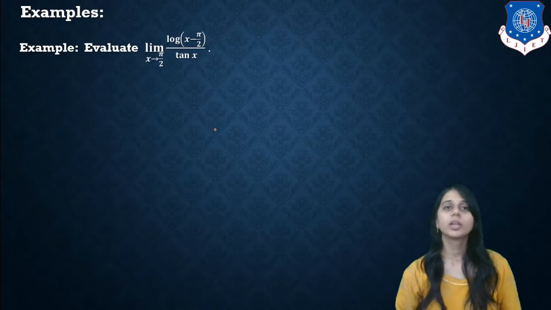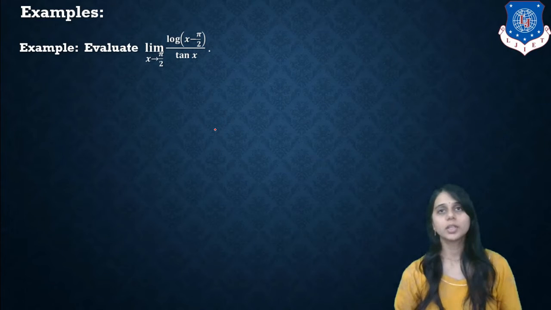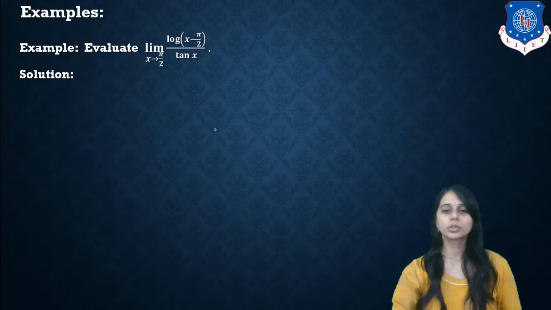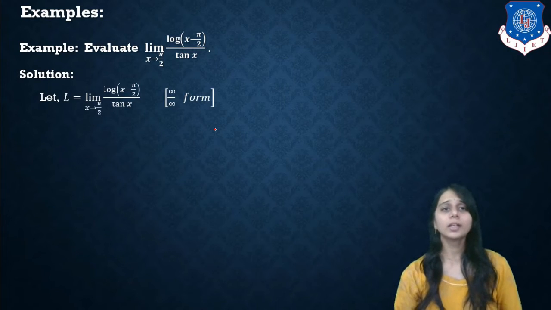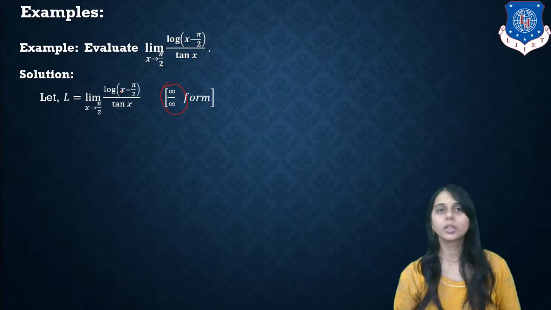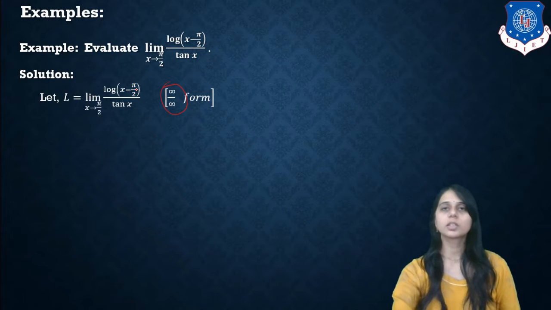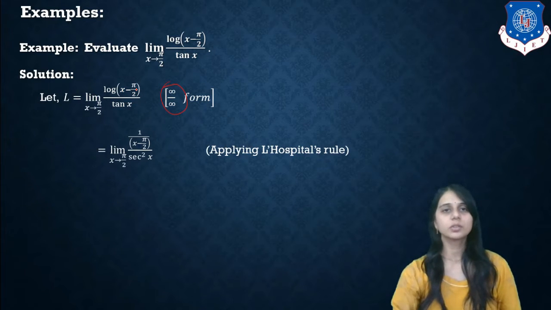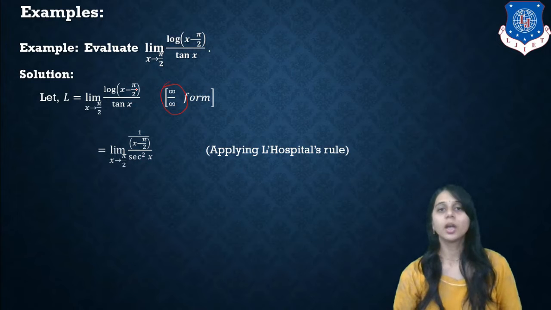Example: evaluate the limit as x tends to pi by 2 of log(x minus pi by 2) upon tan x. Solution. Let L equal the limit as x tends to pi by 2 of log(x minus pi by 2) upon tan x. This is infinity by infinity form, because if we put pi by 2 minus pi by 2 there, we get log 0 and tan pi by 2 is infinity, so it is infinity by infinity. Applying L'Hopital's rule, we differentiate numerator and denominator.